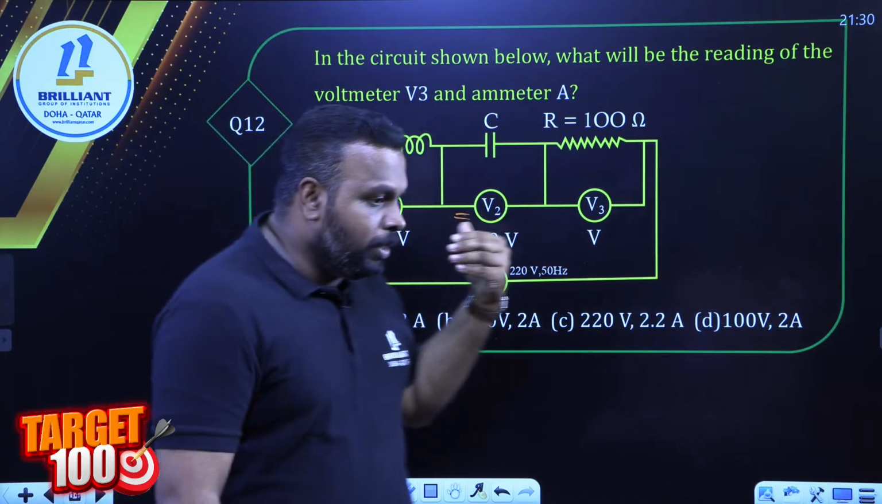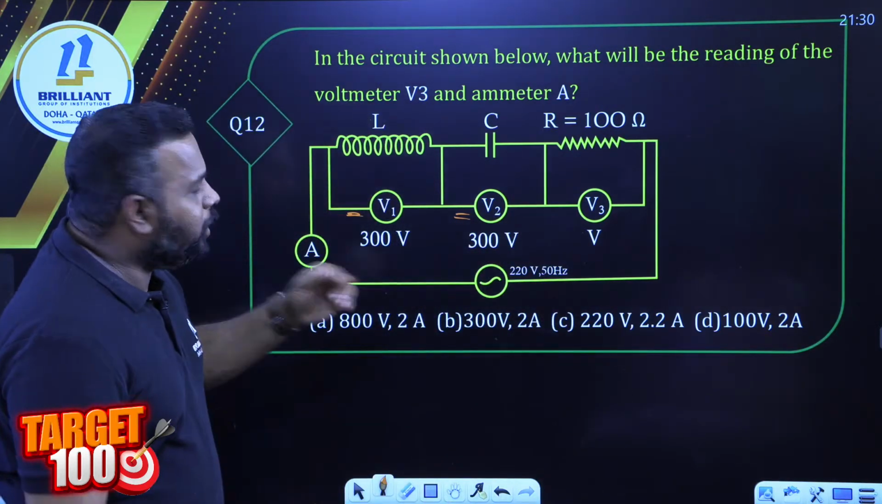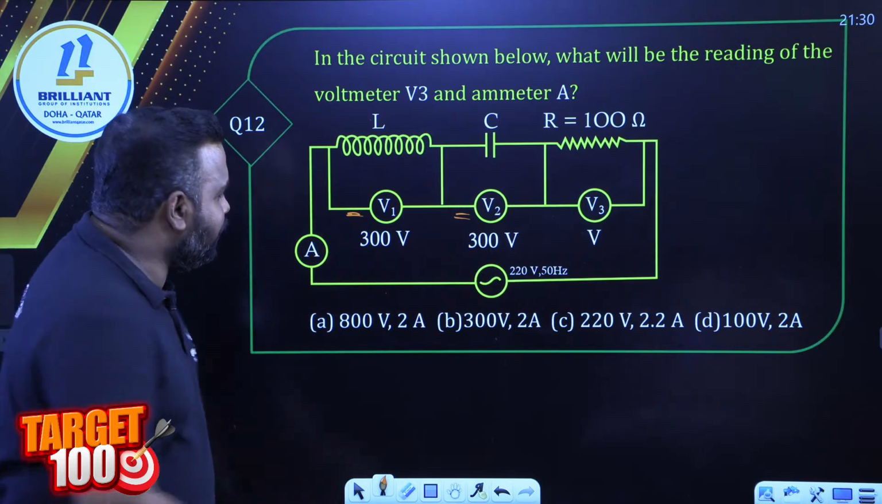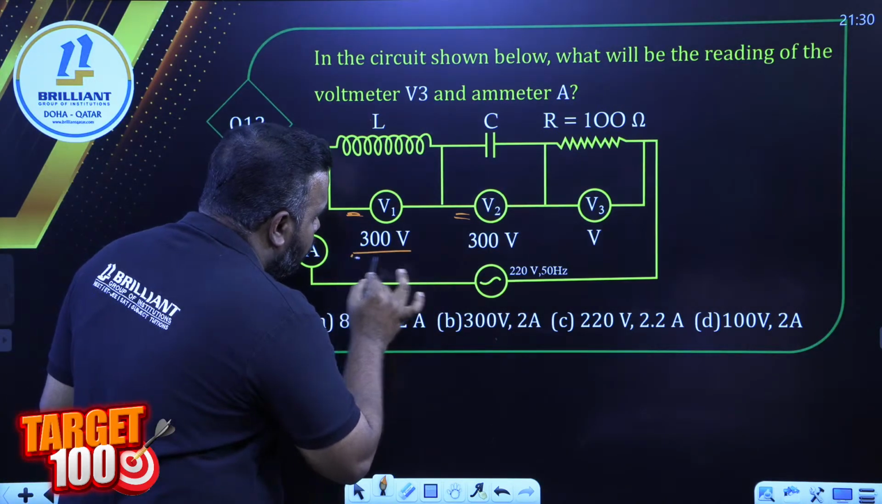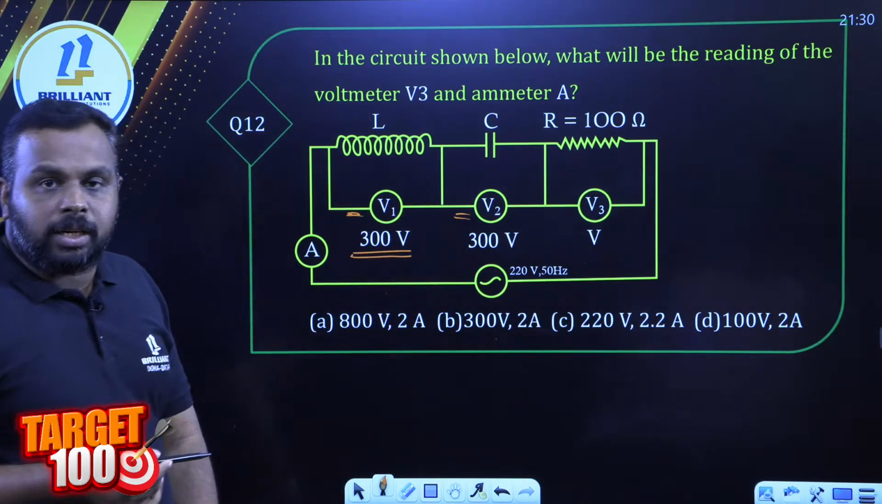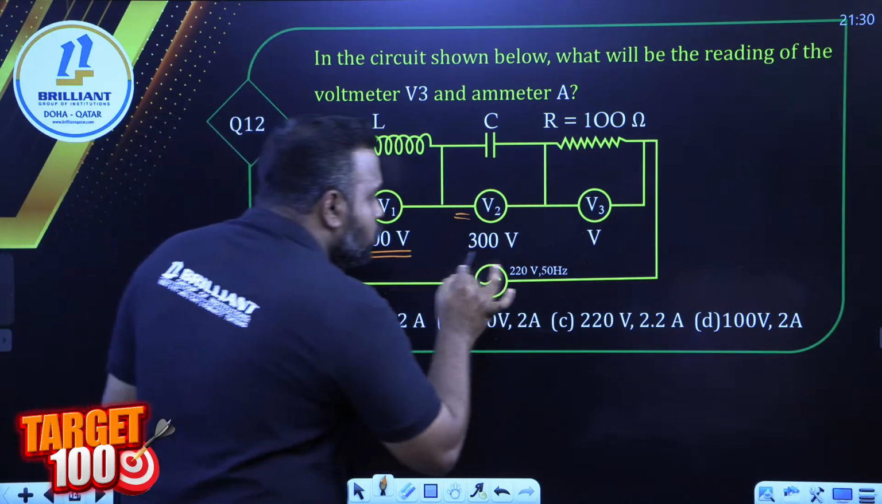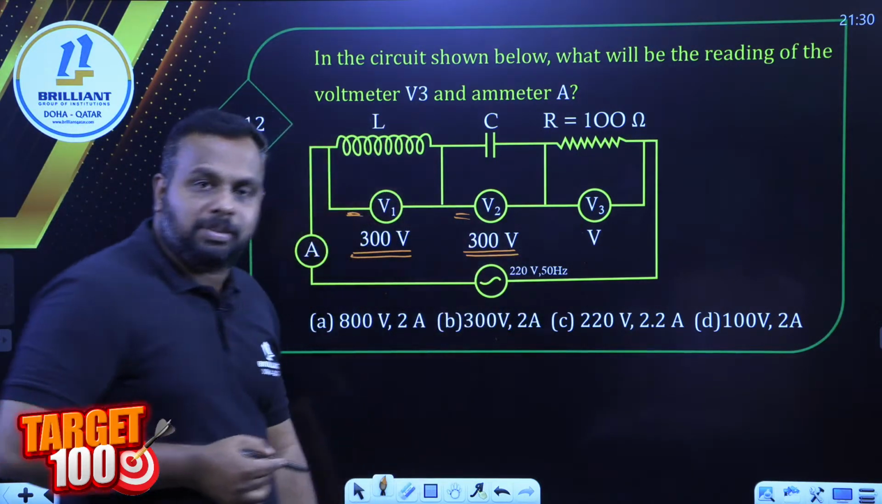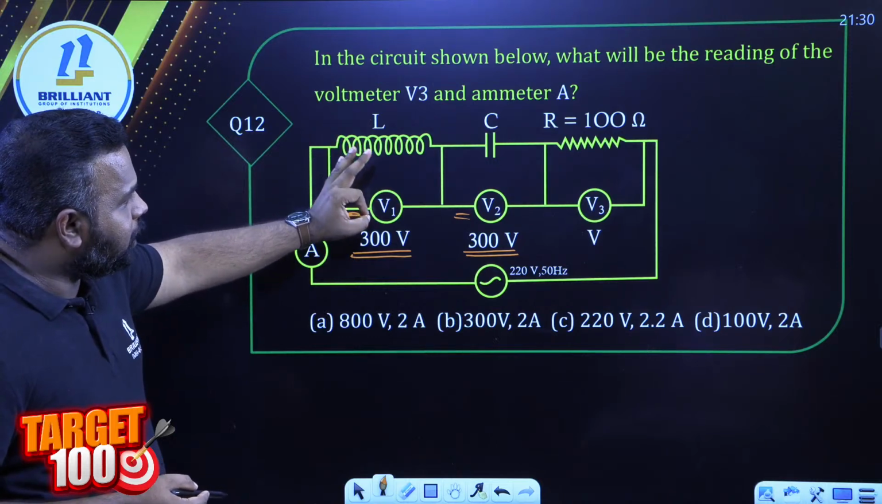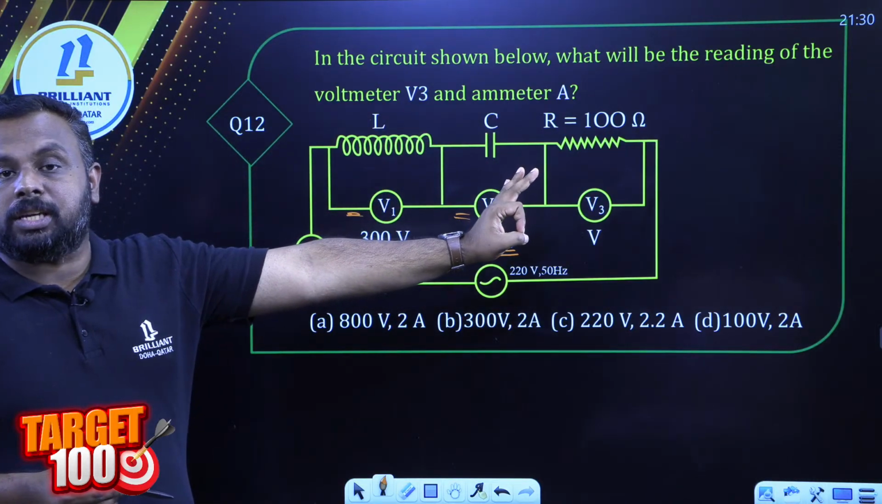Can you answer me? Quick. So here we can note a very interesting and important point. You can see that V1 is 300 volt. V2 is also 300 volt. What does it mean? Voltage across inductor is equal to voltage across capacitor.